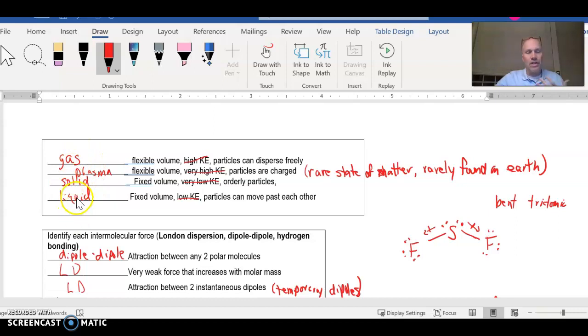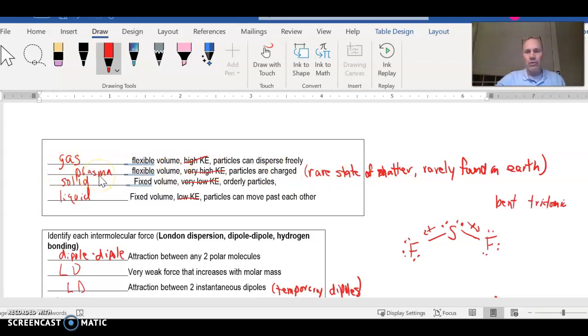And the next section has much to do with states of matter, just identifying states of matter by their properties. Notice that in these, I've taken out the mention about kinetic energy. That can be a little bit misleading here, so I don't want to focus on that. You can identify these by all the other information, though. If the particles can disperse freely and separate from each other, that's going to be a gas.